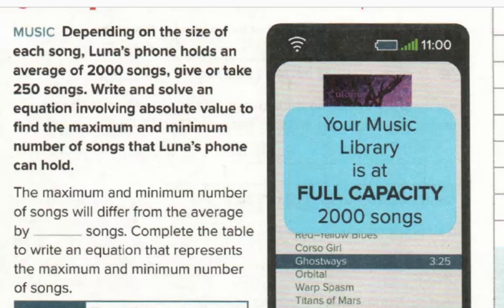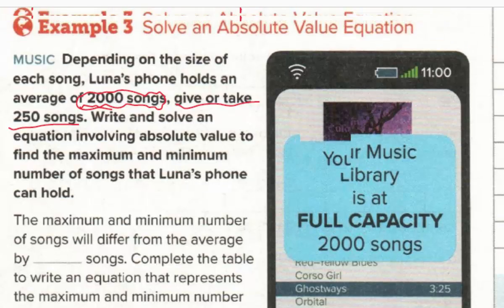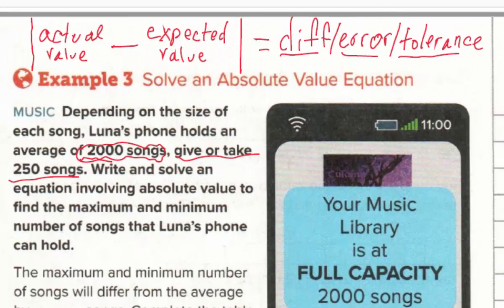So on this music problem, depending on the size of each song, Luna's phone holds an average of 2,000 songs. So if we have an advertisement of this thing holding 2,000 songs, that becomes our expected value. Give or take 250 songs. So 250 could be over or under. So if we look back up here, that is a difference on this side or error or tolerance. So this is our over-under calculation.